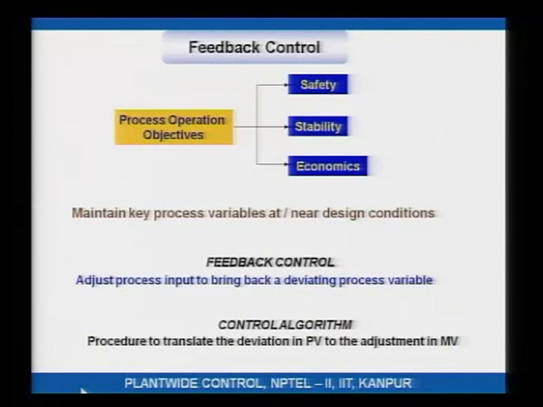And this procedure that is used to translate the deviation in the process variable to an adjustment in the input variable, which is also referred to as the manipulated variable, is called the control algorithm. How do you translate the deviation in the process variable into a change in the input to the process, into the manipulated variable? That is done by a control algorithm. It could be very simple.